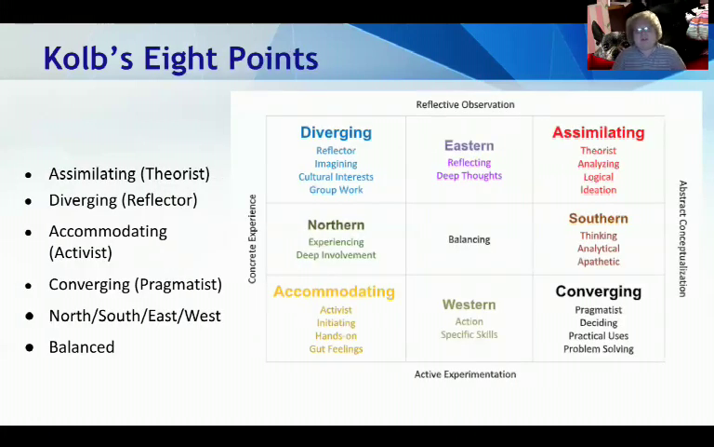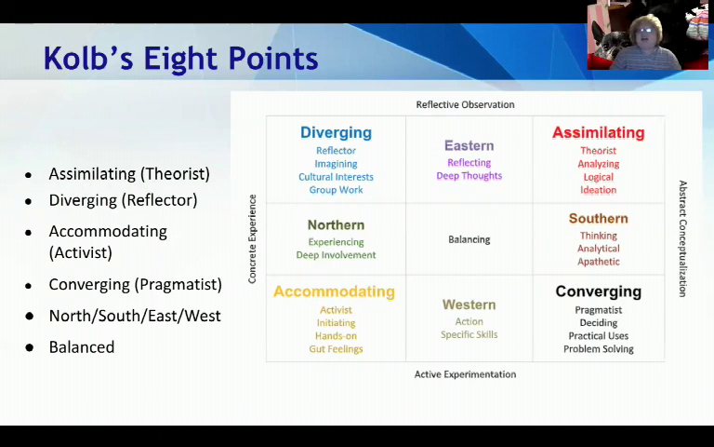Diverging people are the reflectors. They are the people that want to think about how to actually solve a problem. They are the brainstormers. They are the diplomats. People like that try to think of solutions. Assimilating people are your theorists. The people that want to think about how to do something. They are your scientists. They are the more logical side of things.